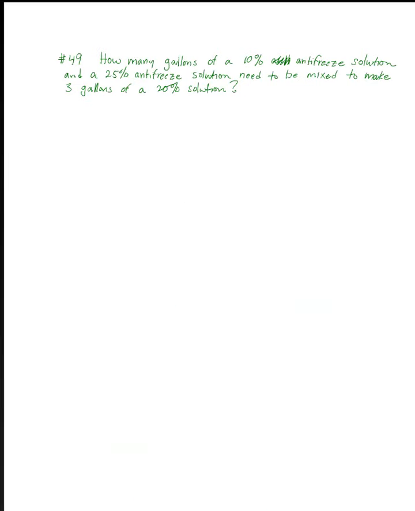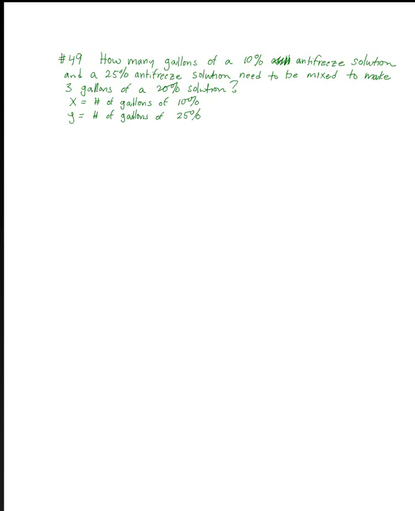All right, last problem. Number 49. How many gallons of a 10% antifreeze solution and a 25% antifreeze solution need to be mixed to make 3 gallons of a 20% solution? Okay, again, we need to start with what we're looking for, X and Y. We're looking for how many gallons. So X equals number of gallons of the 10%, and Y will be the number of gallons of the 25%.